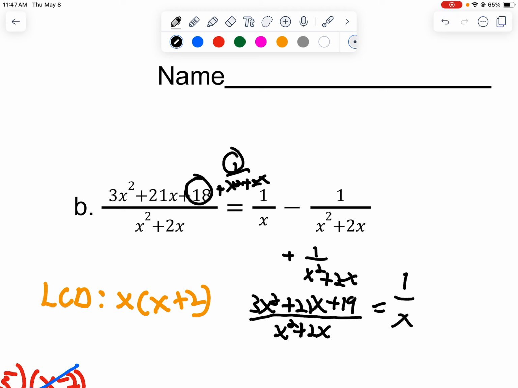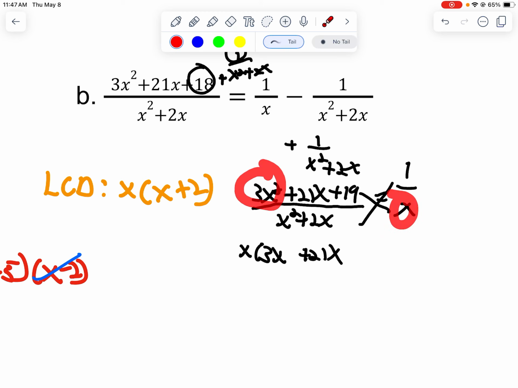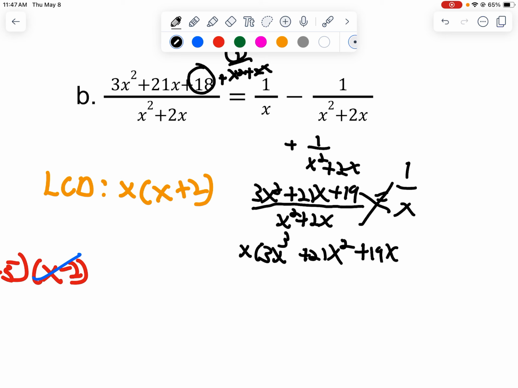Okay. So now what do? We could cross multiply. So we got x times, and again, this is ugly. This is not fun. 3x squared plus 21x plus 19, so that's 3x cubed, 21x squared plus 19x. And that equals this product right there, which is just x squared plus 2x.